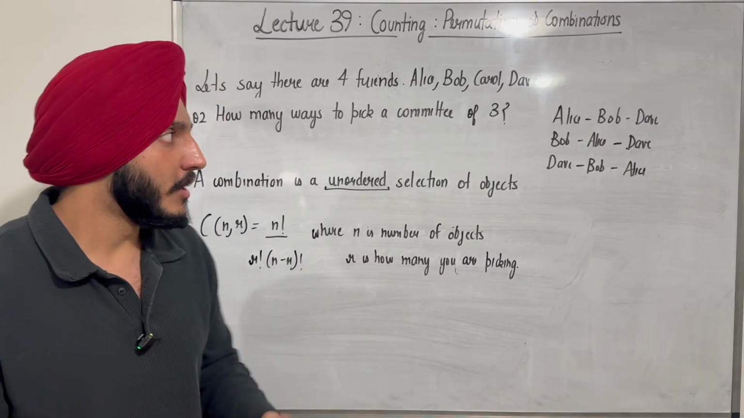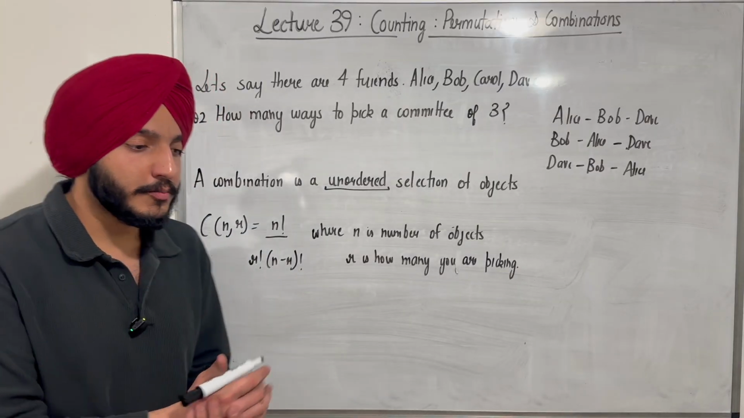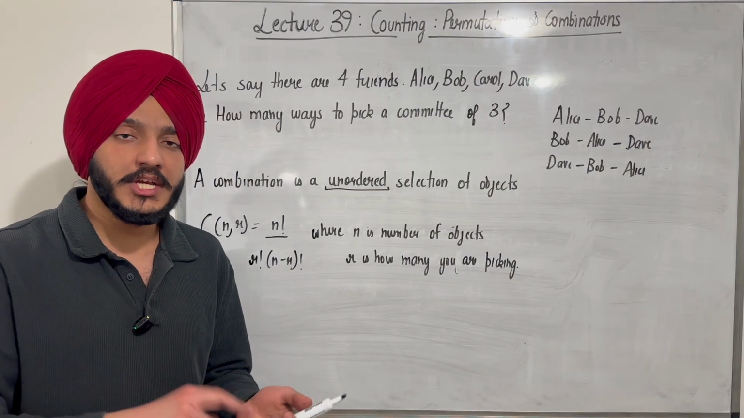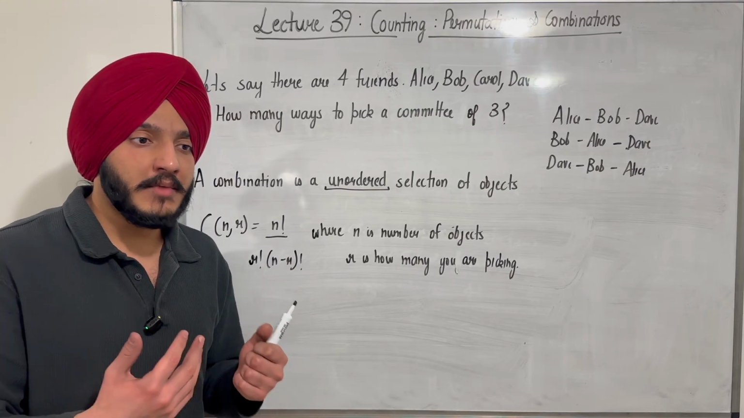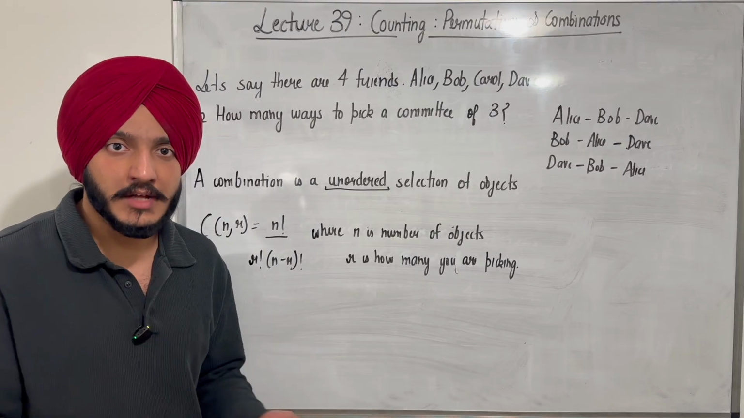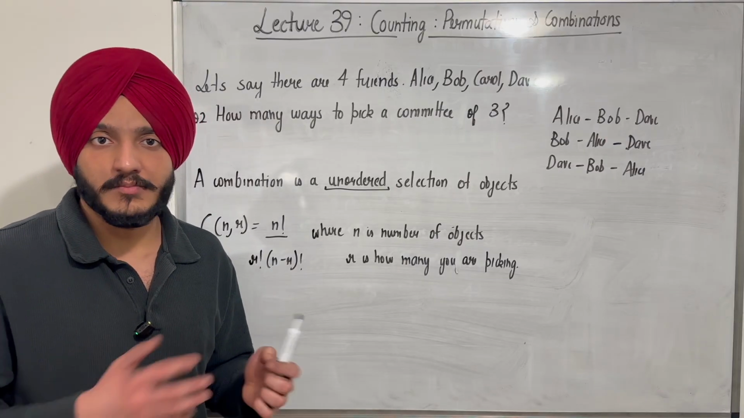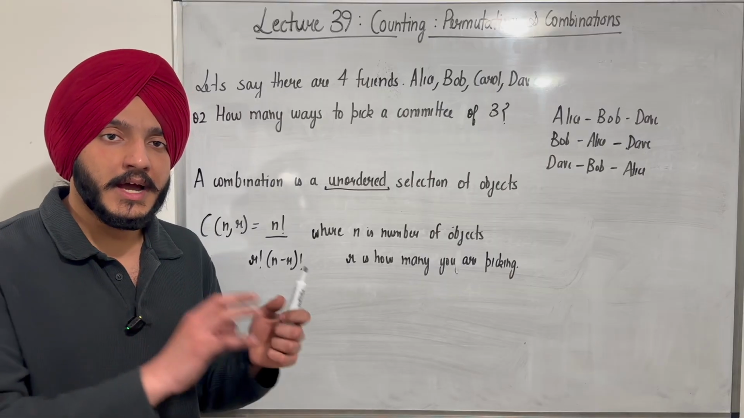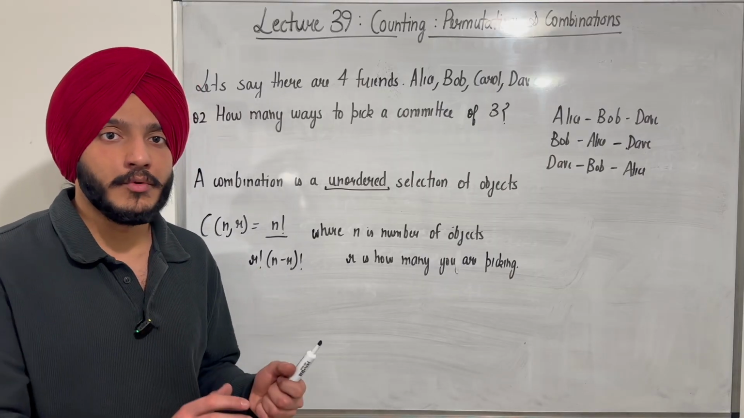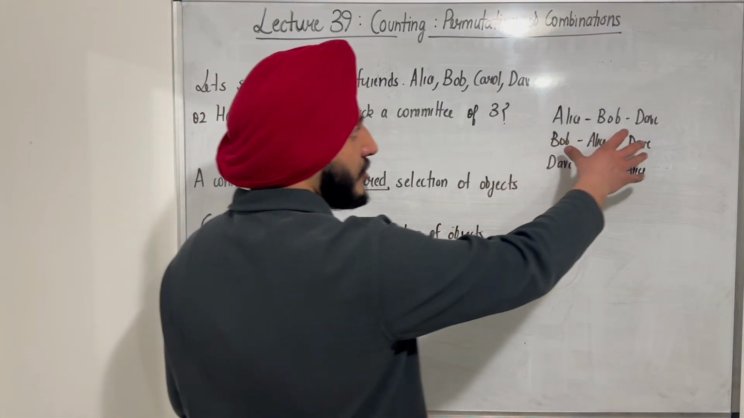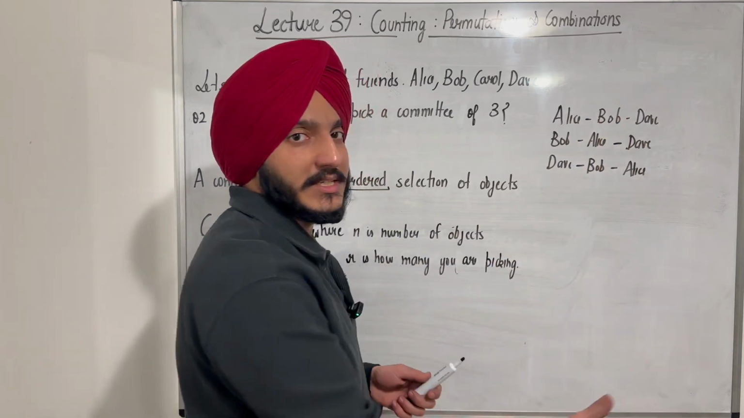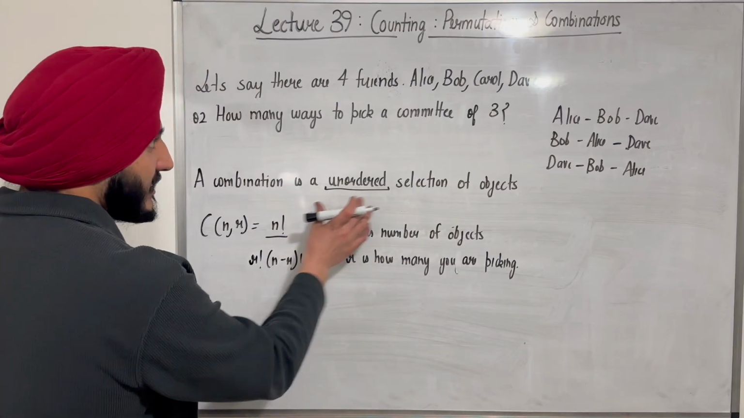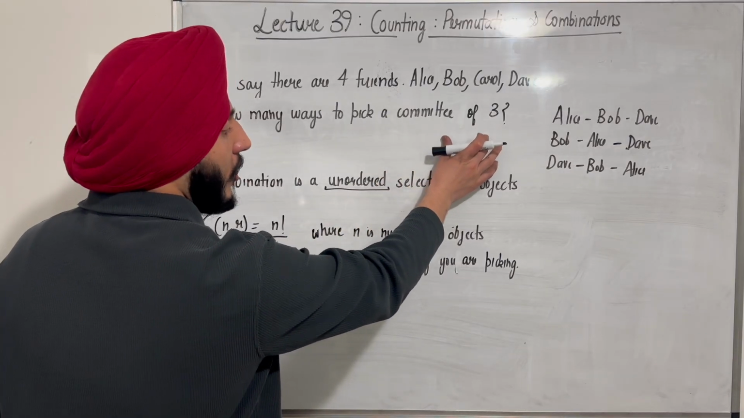But if you remember, when we were picking the president, the vice president, and the secretary, changing their order really mattered, because that means now the president is somebody else, or the secretary is Bob or Dave. Changing the position meant something totally different. In a committee, if I just rearrange them, it doesn't really matter. So that's why this is going to be a question about combination.